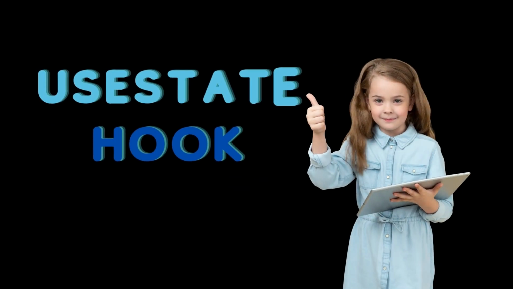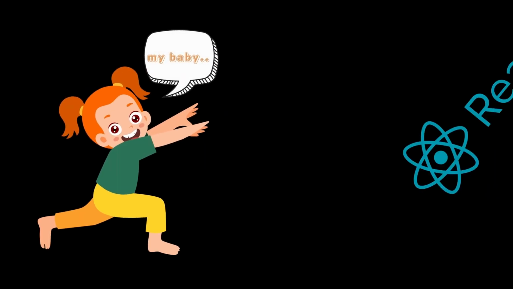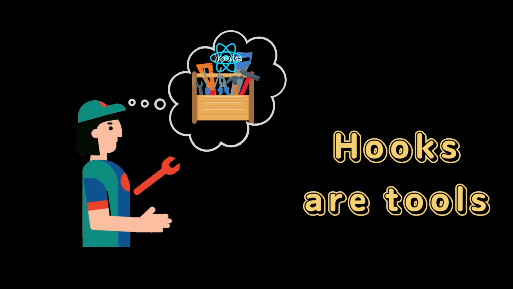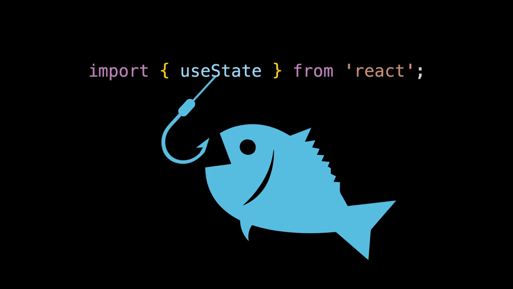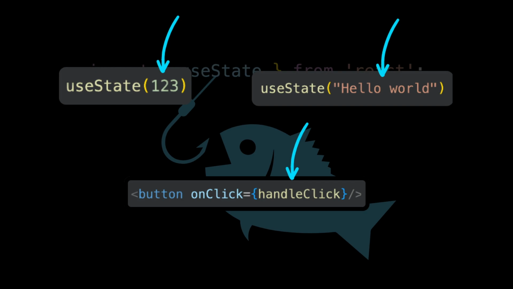Let's talk about useState hook in React. If you are new to React, hooks are tools that help you manage the information in your app. The useState hook is one of the most commonly used hooks, and it allows you to keep track of information like a number, text, or whether a button is clicked.